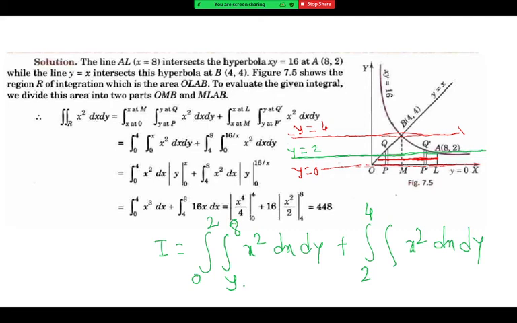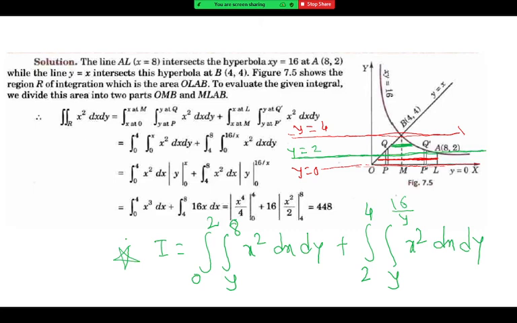And what about the other region now, from 2 to 4? This is region A2. Here I will take one step. So tell me the left limit. What is x equal to? Y. Y only. And what about the upper limit? X equal to 16 by y. Yes, correct. This way also you can evaluate it and you will get the same answer.